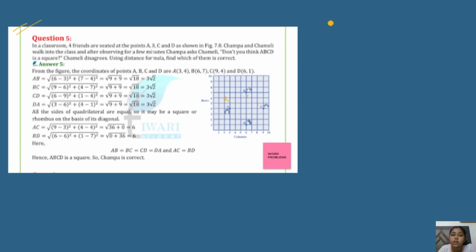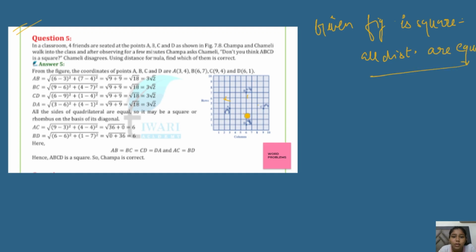Okay, so basically when you have to prove that the given figure is a square, all the distances will be equal. Obviously all the four distances must be equal if you have to prove it a square. Since all the coordinates are already given, just put them in the distance formula and you will be getting the distances. When you get all the four distances equal to each other, then only it will be a square.